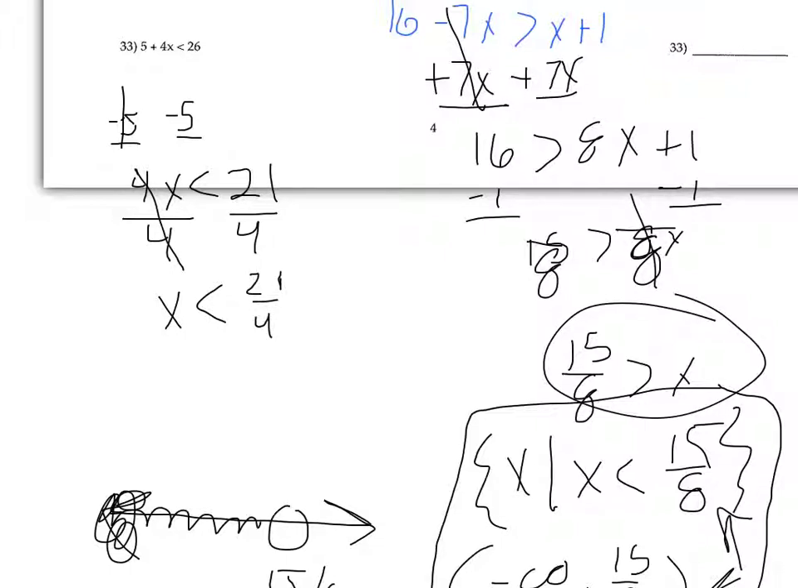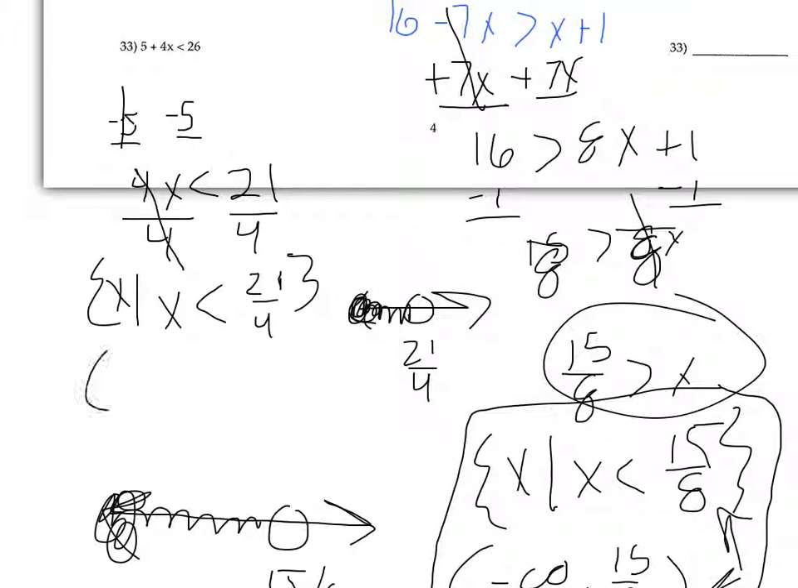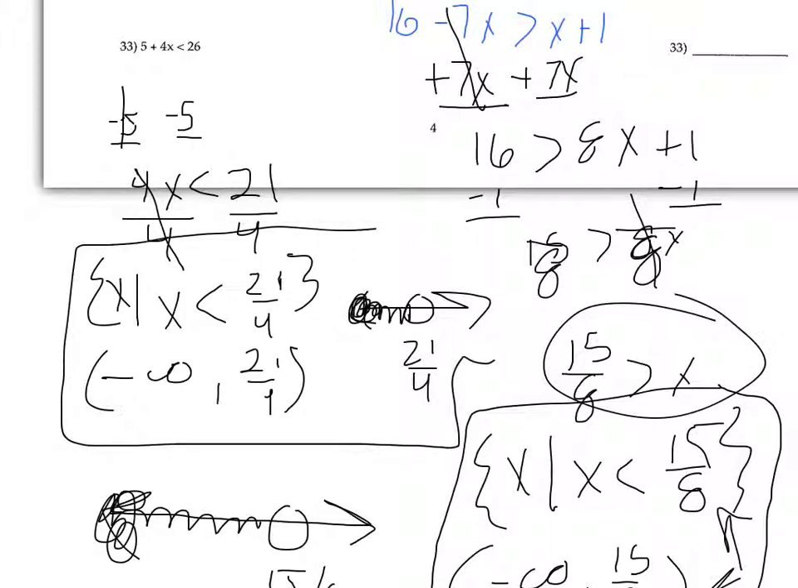So to put that in set builder, put in a line between x and the scribble. The graph of that, open circle at 21 fourths, because we have less than, shading to the left, because we're less than that. So in interval notation this would be negative infinity to 21 fourths. Okay, so all three of these are acceptable notations here. We have our 21 fourths there. And hopefully that made sense, and we'll see you next time.